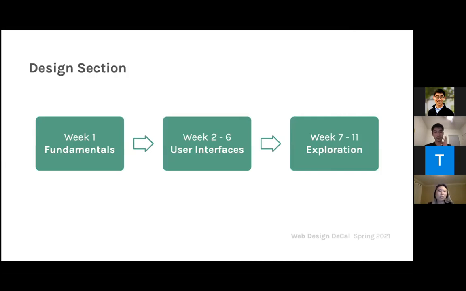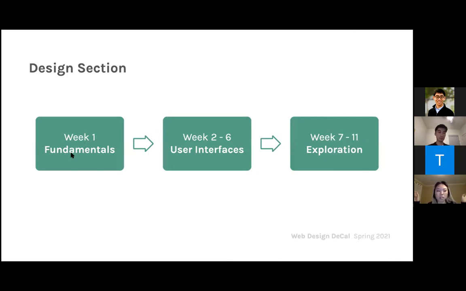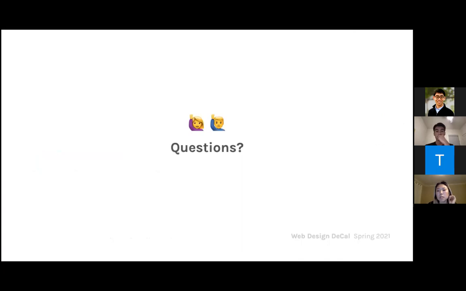And then, as we move on through the semester, right now, week 1, we just covered fundamentals to give you a high level, overall understanding of design. Weeks 2 to 6 are going to be focused mainly on visual design and UI. And then weeks 7 to 11 will be exploration. So we'll look at the ethics and impacts of certain designs. Does anyone have any questions?